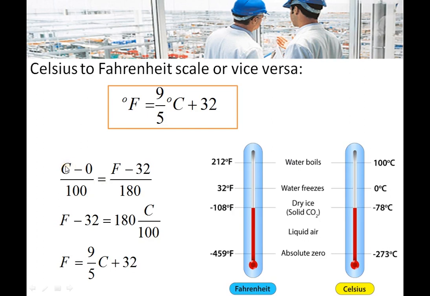discussed earlier: centigrade minus 0, the freezing point of water in the centigrade scale, divided by the number of divisions. Here in Fahrenheit there are 180 divisions. And finally the formula we get is F equal to 9 by 5 into C plus 32. These are the two scales. So 0 degrees centigrade in Celsius equals 32 degrees Fahrenheit in the Fahrenheit scale.